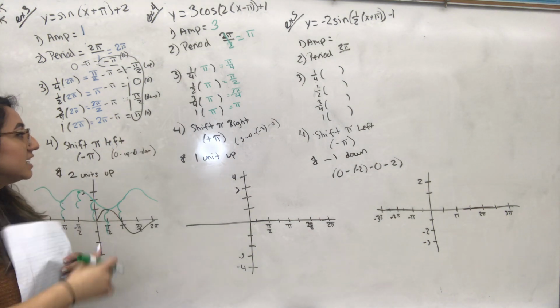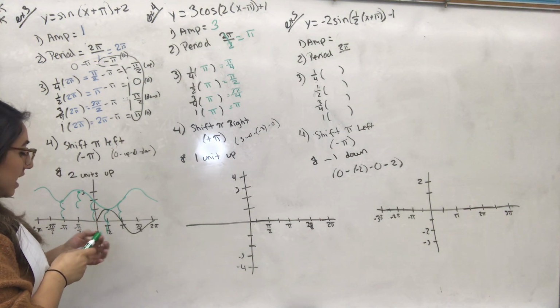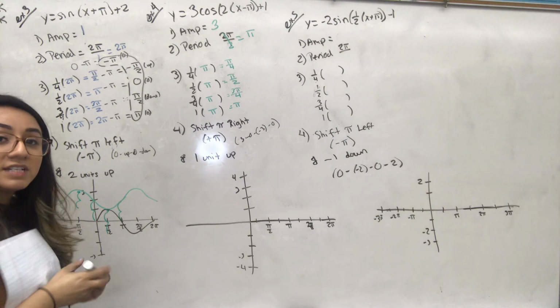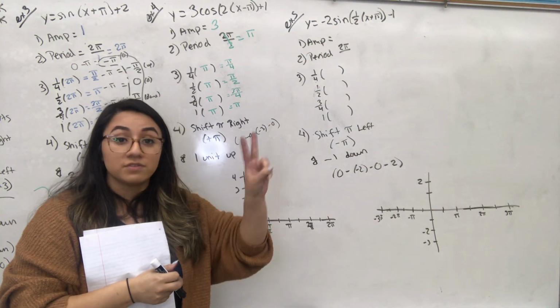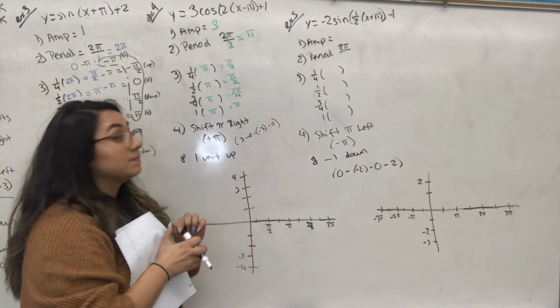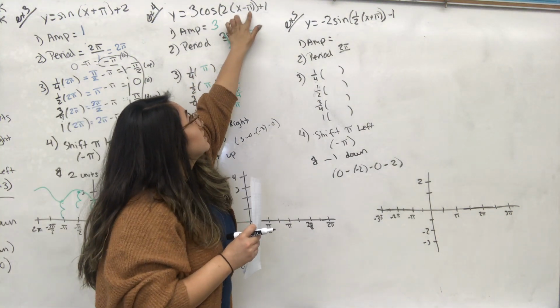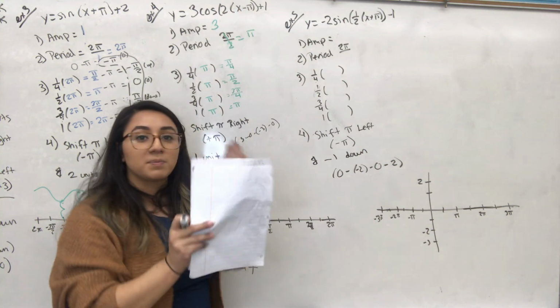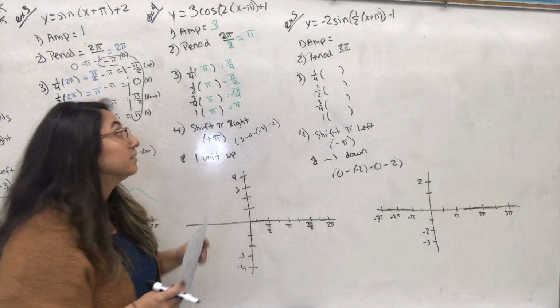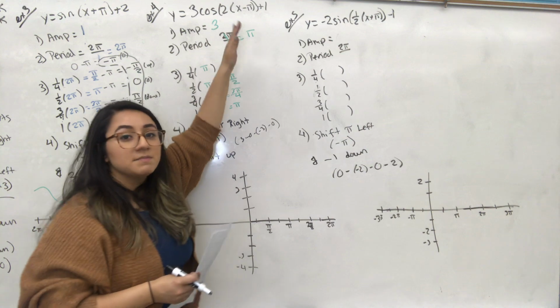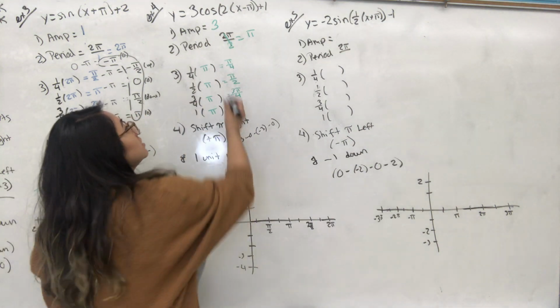The fourth thing, identify any shifts. So here we have 2 things going on. We have 2 different types of shift, the horizontal and the vertical one. Horizontal, so we have to see if it's shifting left or right. In this case here, it's x minus π. Always look at the parentheses where the x is. That's your shift right there. So it's minus π, so that means you're going to be adding π to each one.